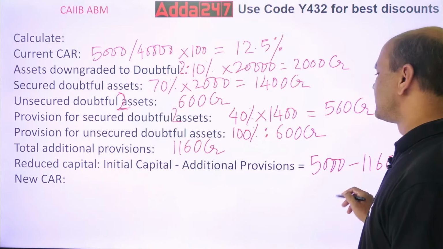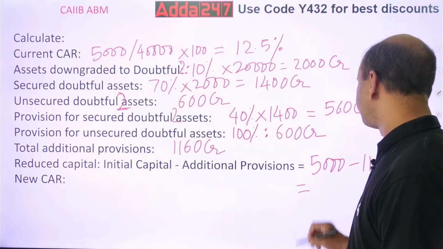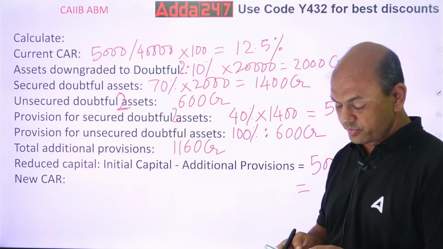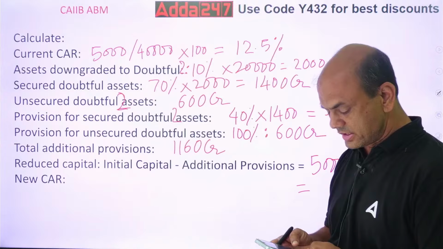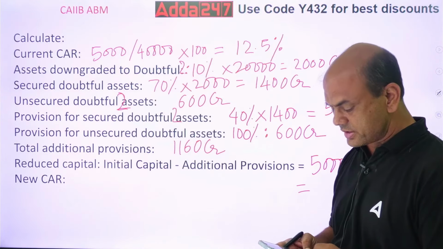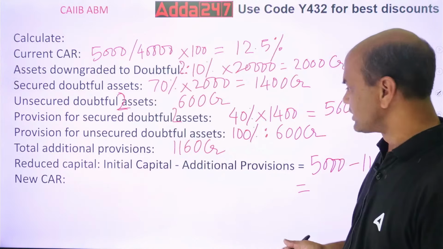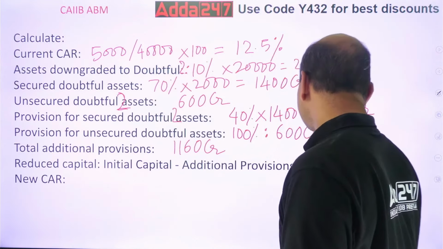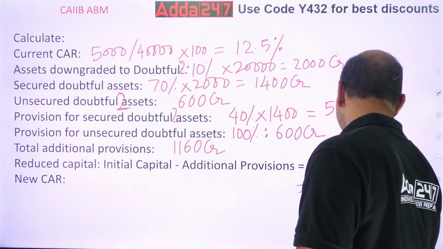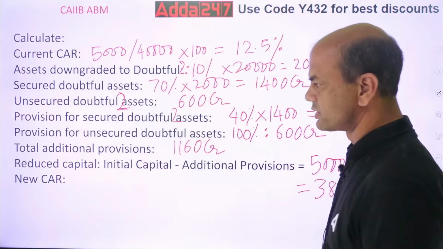5000 minus 1160, so what is the answer? Do it on the calculator. These confusing calculations, don't do them orally, because we always get confused in this. 3840, right? 3840 crores, of course, everything is in crores.